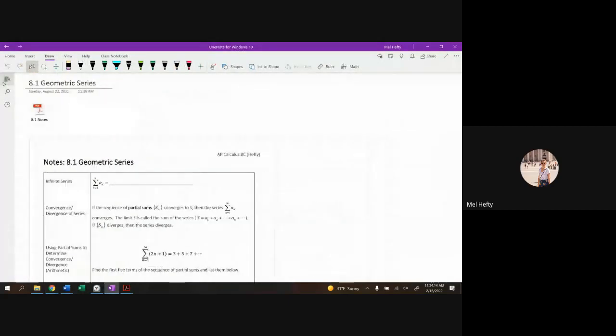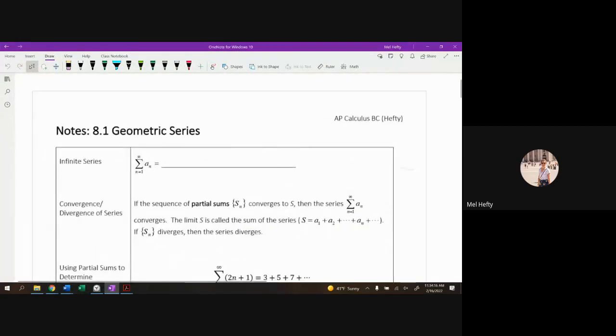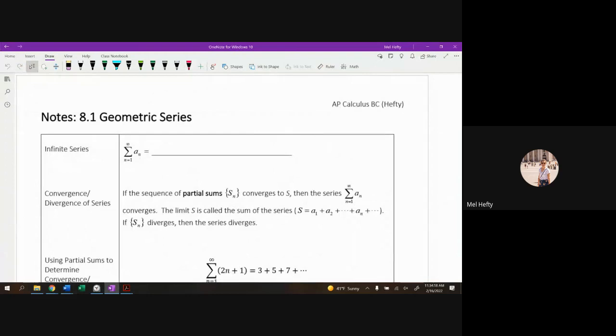So let's start series. Again, to give an overarching idea of what this unit is, we are going to be trying to answer the question: if I add up a bunch of numbers, do I get a number or do I not get a number?